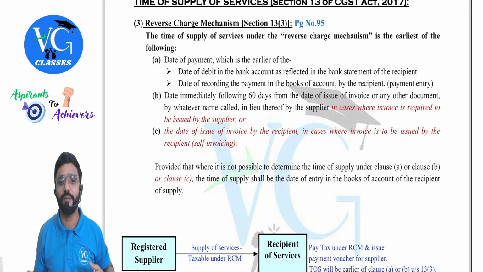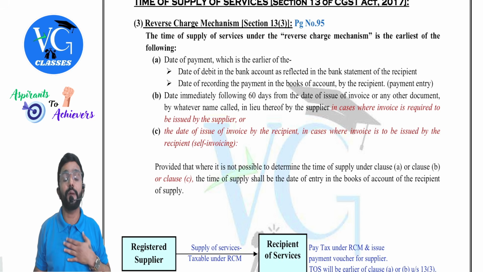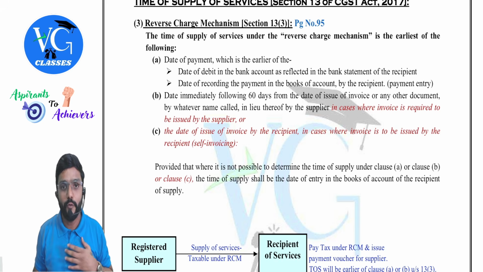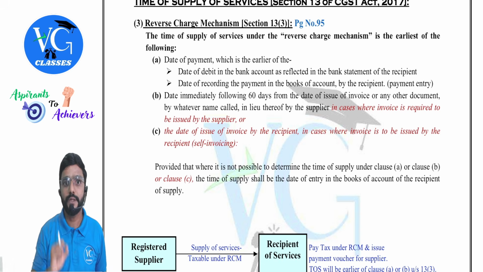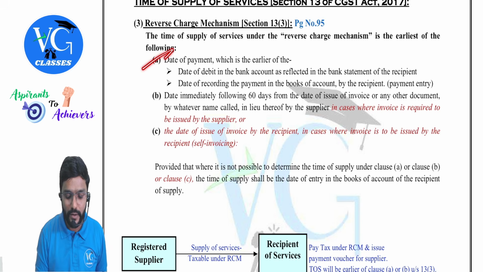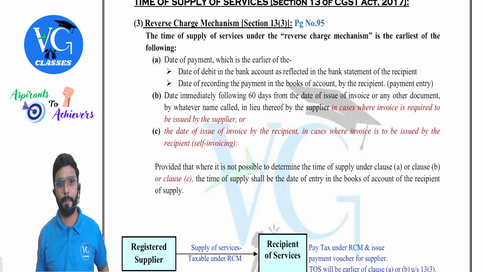Whenever RCM is applicable, we should think from whose point of view? Recipient's point of view. So we are discussing the time of supply from the recipient's point of view, where the supplier is the one who is responsible to issue the invoice. So the time of supply would be clause A or clause B, whichever is earlier.